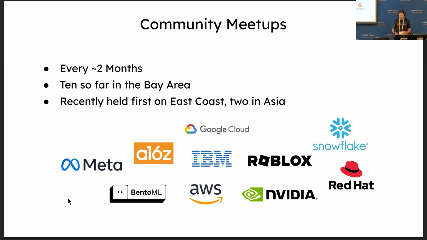We organise meetups roughly every 2 months. There's been about 10 so far over the last year or two, most of them in the Bay Area, but now we've started to have them in other parts of the world. We just had one on the East Coast recently, hosted by Red Hat and Google. There's going to be another one in New York in the next couple of weeks. And there was one in Singapore and one in Beijing, also in the last couple of months.